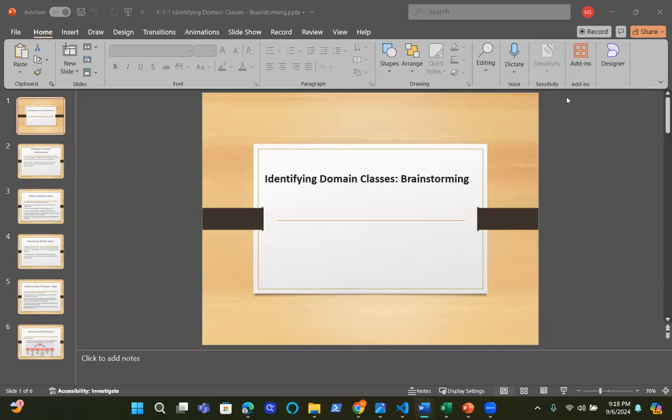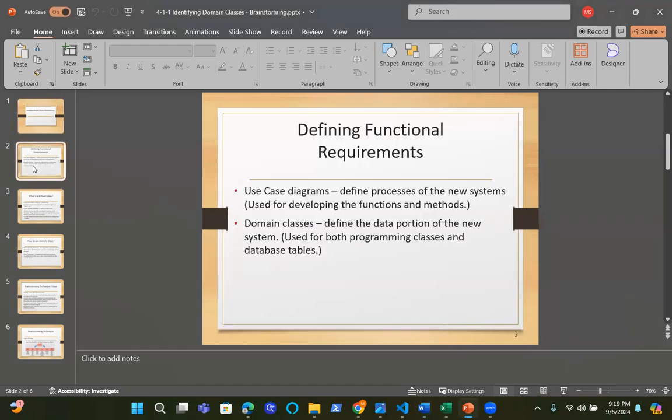In this video and the next one, we will discuss the concepts related to domain classes, and we will discuss two techniques to identify domain classes that define the data for the new system. Defining functional requirements is a critical part of core process 3. The analysis activities of core process 3 enable developers to discover and understand the details of the functional requirements.